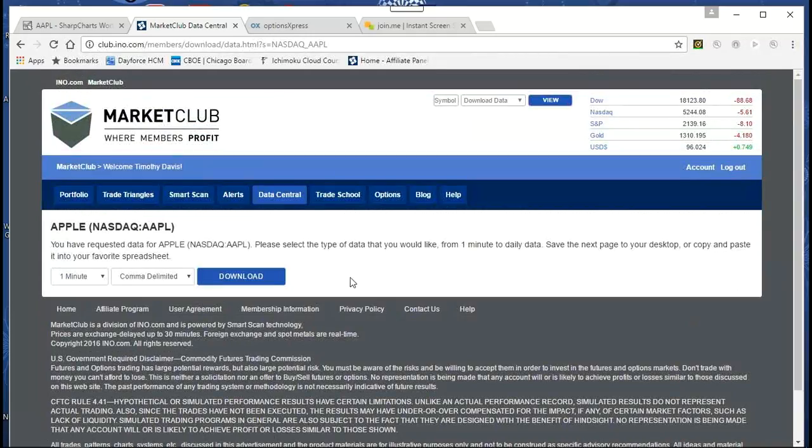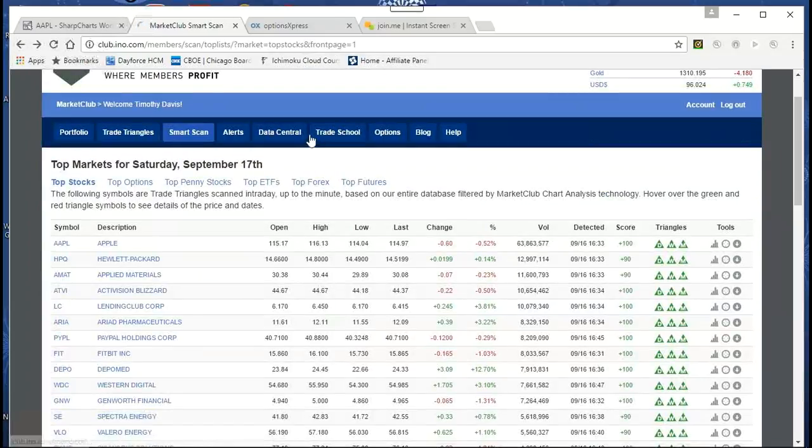It also allows you to download this data. I haven't downloaded anything, but for people who want to download this data and print it out and use it somewhere else, you can do that. I haven't tried that yet, so I stick to using everything on here.